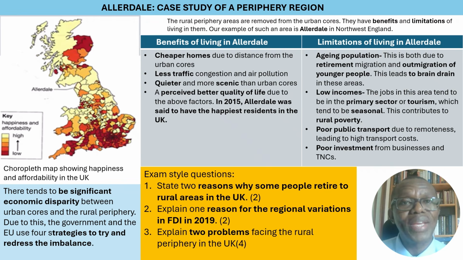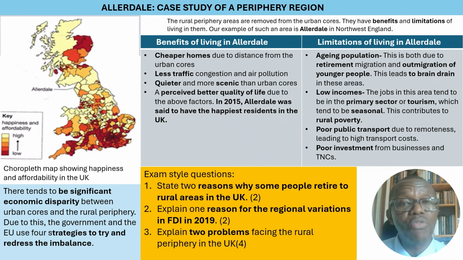Okay, let's look at the exam style questions for this particular information here. The first one says to state 2 reasons why some people retire to rural areas in the UK. So you can talk about some of these pull factors that we talked about in terms of benefits of living in Allerdale. Explain 1 reason for the regional variations in FDI in 2019.